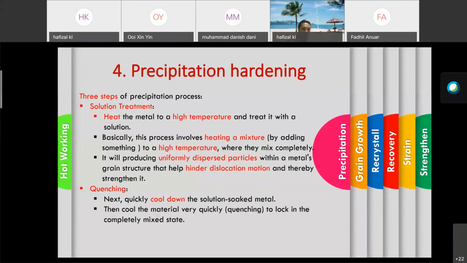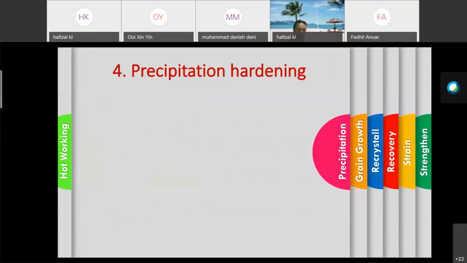So the material is cooled by quickly quenching to lock in the completely mixed state at a certain grain boundary. When it is dipped in the water or the oil, the grain boundary will lock the position, so that it will make the metal harden.